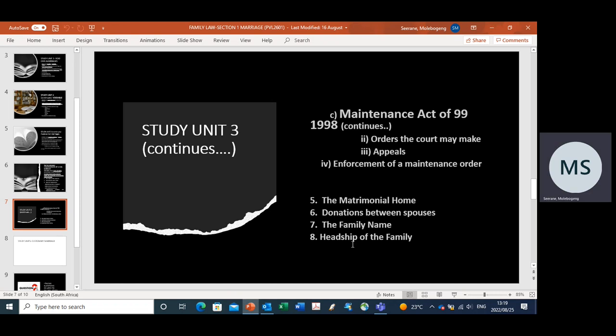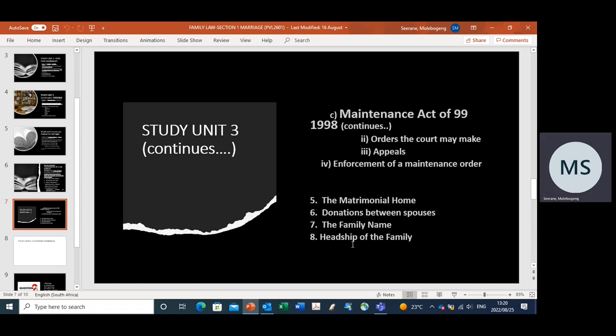So the donation between spouses was prohibited between spouses who were married out of community of property. Even when the spouses are married in community of property, the prohibition did not apply. Why? Because both spouses will be donating to each other from their joint estate.